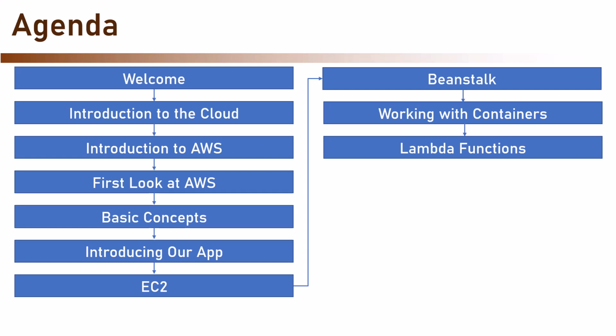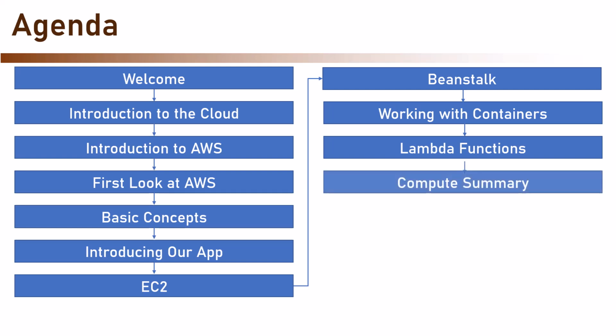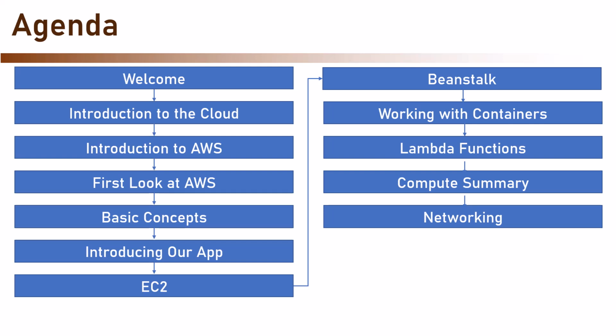And then we will learn how to work with containers in the cloud using two services, ECS and EKS. Next, we will learn about Lambda functions, which offer an easy-to-use platform for running lightweight pieces of code. Then, we will summarize what we learned about compute services and learn how to select the best compute service for your needs.